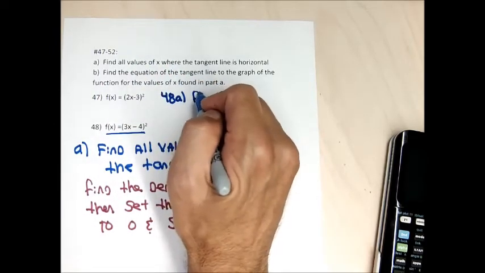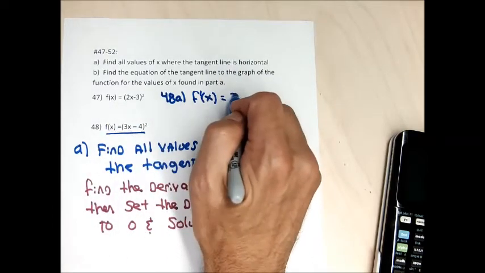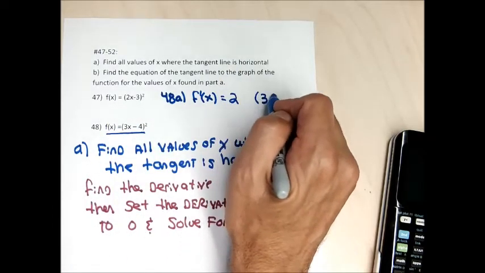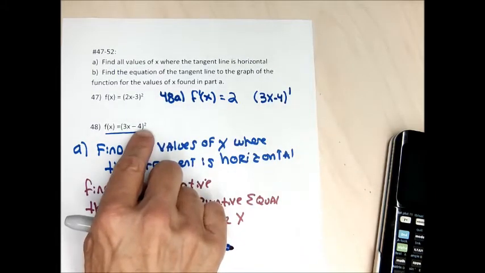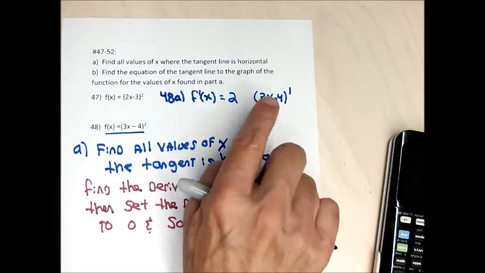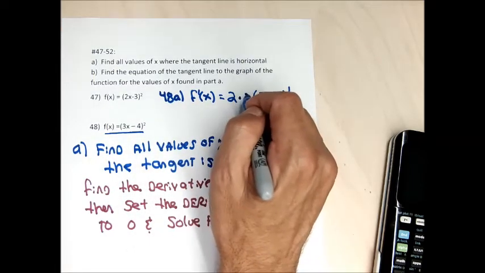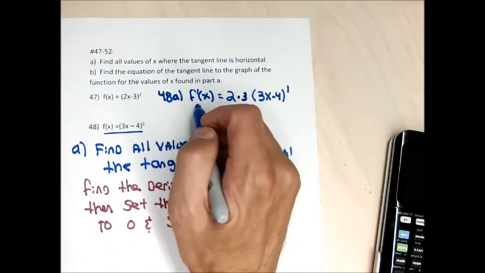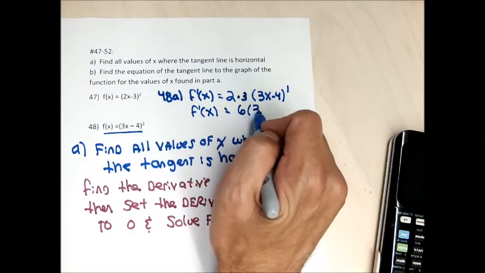I'm going to say the derivative is, I'm going to bring the exponent out front. I'm going to lower the exponent by 1, and I'm going to take the derivative of each term inside the parentheses and multiply that by the 2. The derivative of 3x is 3. The derivative of minus 4 is 0. So the derivative of this is going to be 6 times (3x minus 4).